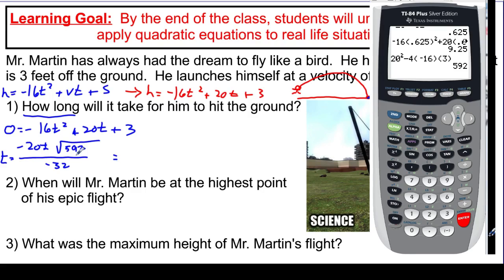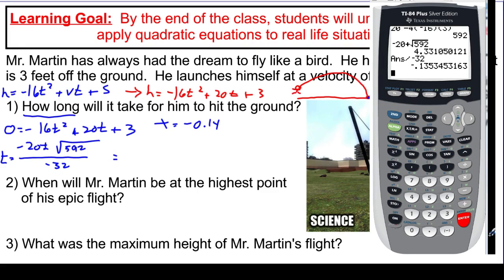I want to answer their questions, which means I want to tell them approximately how many seconds. So in this case, let's simplify the numerator with the plus sign, and then we'll do it again with the minus sign. So negative 20 plus the square root of 592. Hit enter and get your answer. You want to simplify your numerator and then divide that by your denominator. So there's my numerator with the plus sign. Divide it by negative 32, and it's going to tell me negative 0.14 seconds. So let's write that down. t equals negative 0.14 seconds.